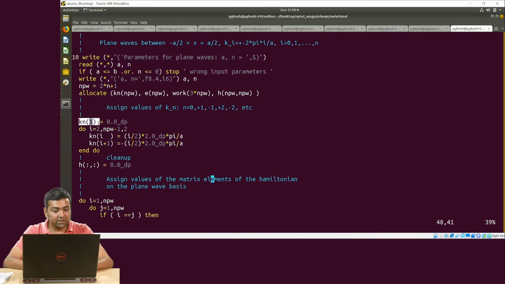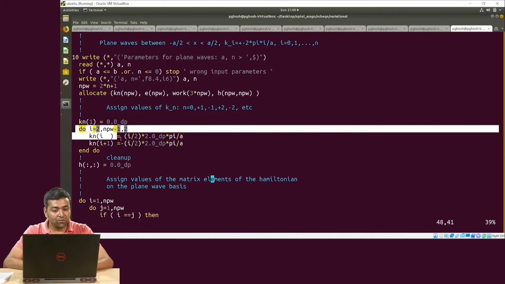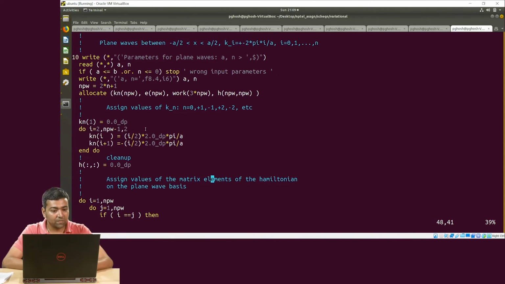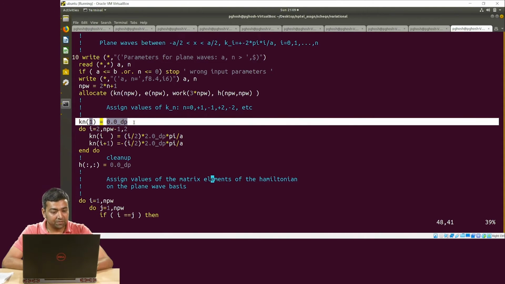Here, the first element of the kn array, the k vector, we have assigned as 0, and then using this do loop we are assigning the other elements. For the positive ones, my I goes from 2 to the number of plane waves minus 1, and the do loop is increased by 2 at each iteration. The reason I start from 2 is because kn 1 has already been assigned here.